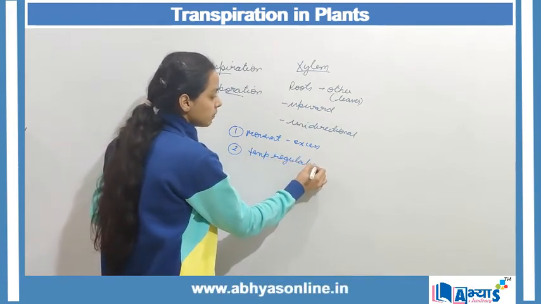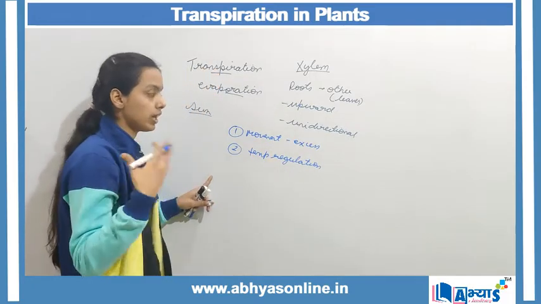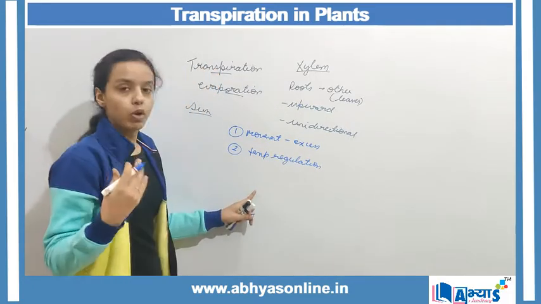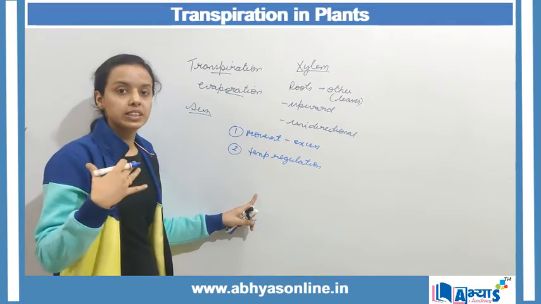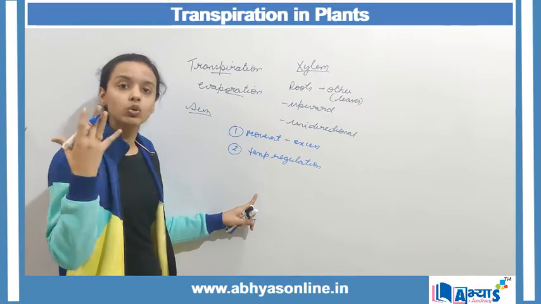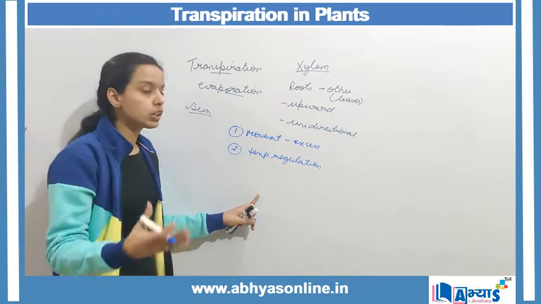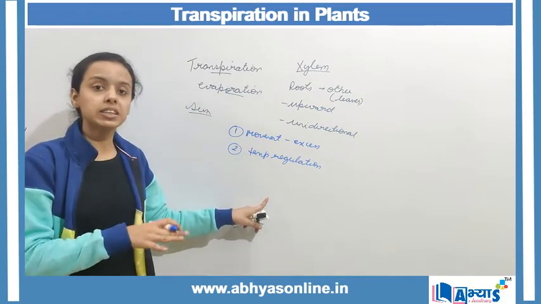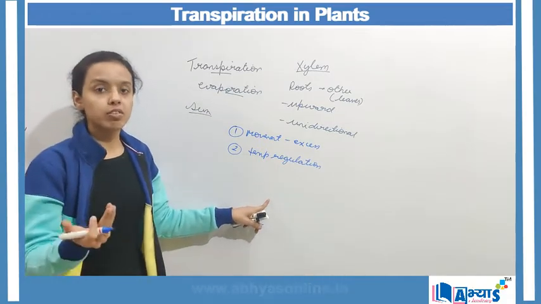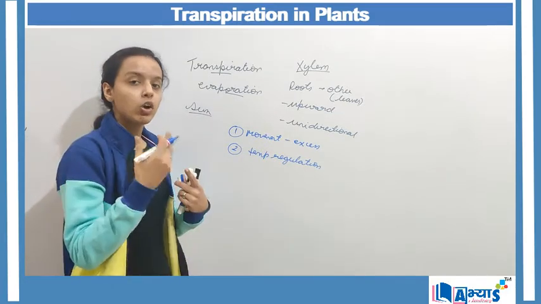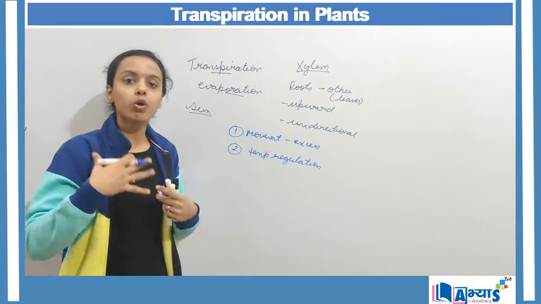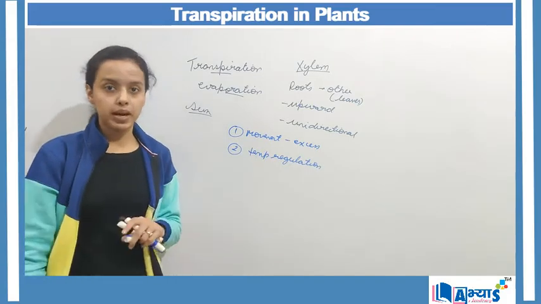The second important function of transpiration is temperature regulation. Whenever there is release of excess water, the removal of excess temperature leads to a cooling effect. Now when there is a cooling effect in the plant, that means the temperature has decreased, or we can say the temperature has been regulated throughout the plant body.